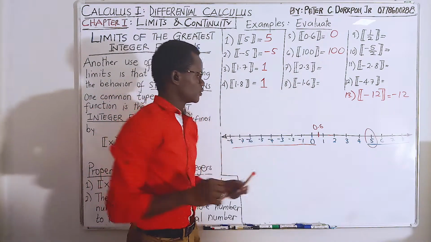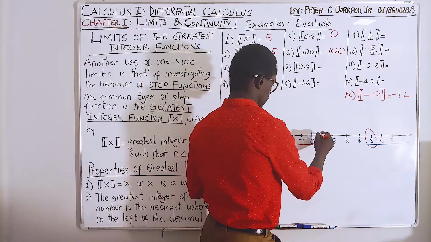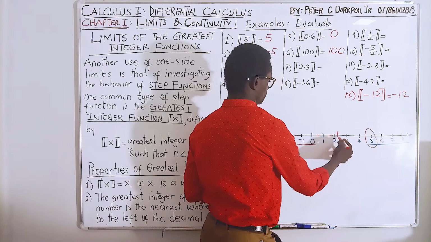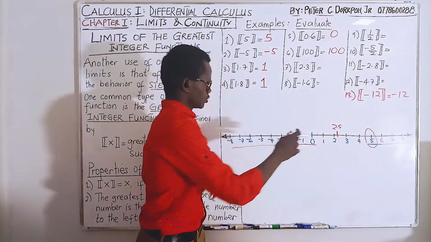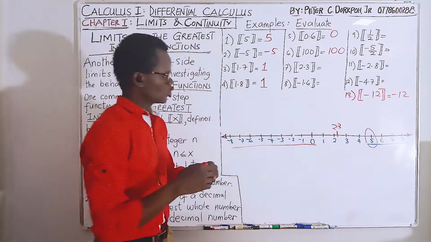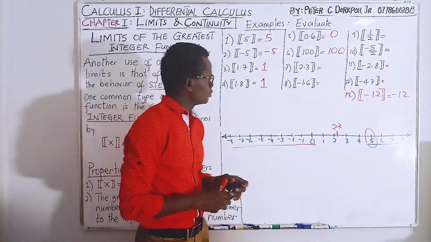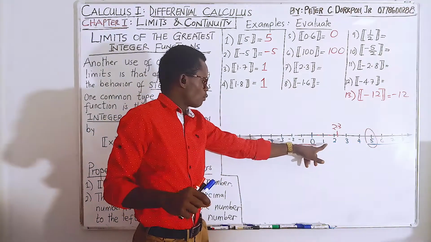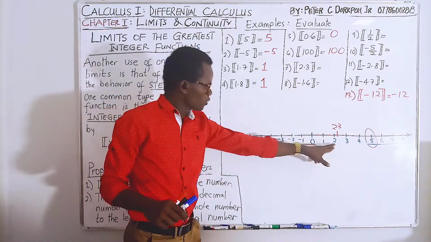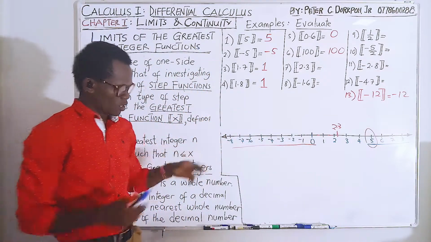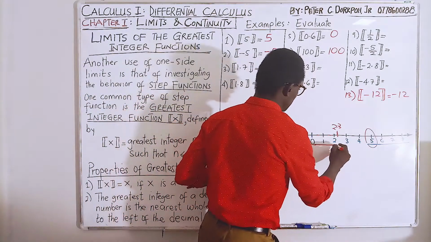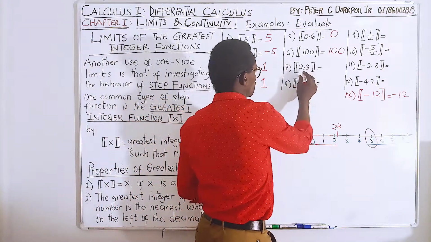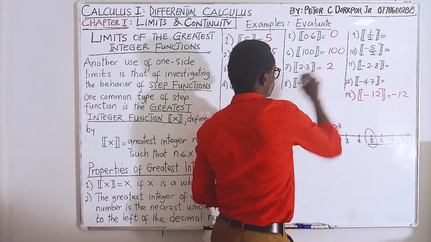What about 2.3? So come here. 2.3, assuming that 2.3 is right here. So 2.3, right? What are those integers that are less than 2.3? You have 2 itself, you have 1, 0, and so forth, right? So from 2 all the way in this direction, the negative direction, what is that integer that is considered the greatest of all of them? So 2 is the greatest. So the greatest integer of 2.3 is just equal to 2.